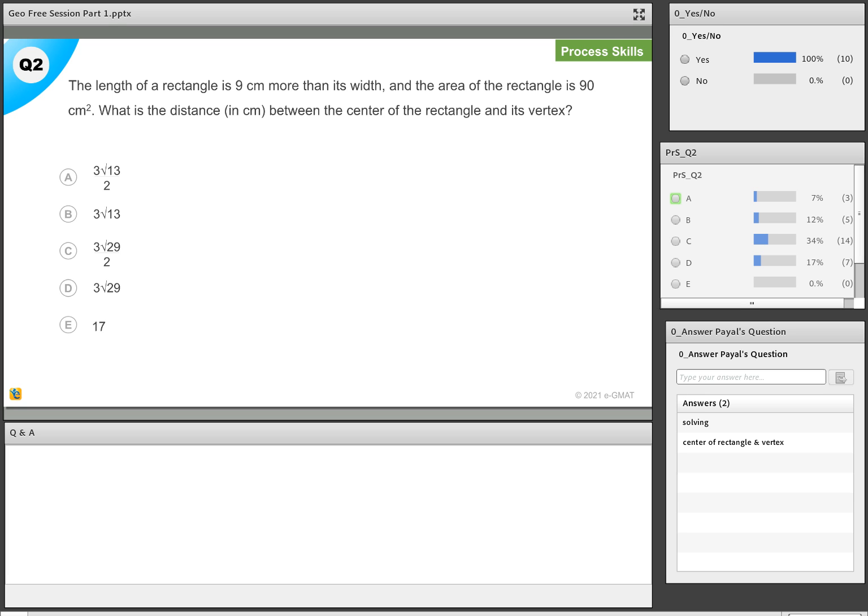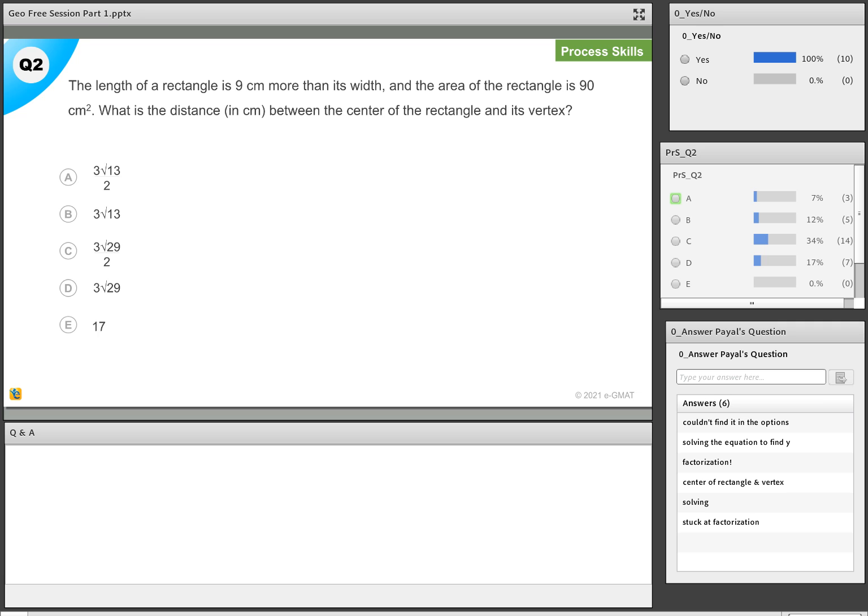Center of rectangle and vertex. Very good. That's a translation problem. We are going to talk about that too. You translate and you're not able to translate text into image. That's the issue. Or you can talk about visualization. Stuck at factorization. Good. That's calculation.